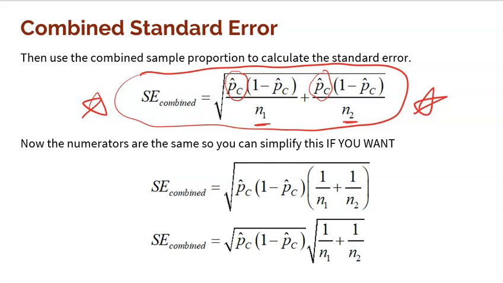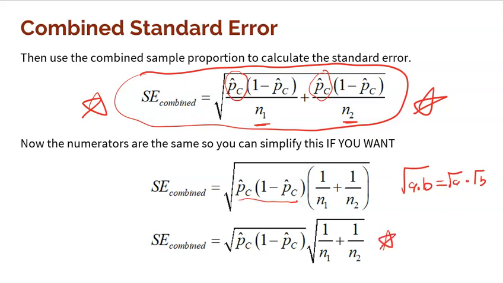But think about it. The numerators are the same. So if you're good at algebra, you could factor out that common numerator, which leaves behind 1 over n plus 1 over n. And then what you could actually do is use another algebra rule. There's an algebra rule that says the square root of a times b is the square root of a times the square root of b. So you could then separate these two square roots.